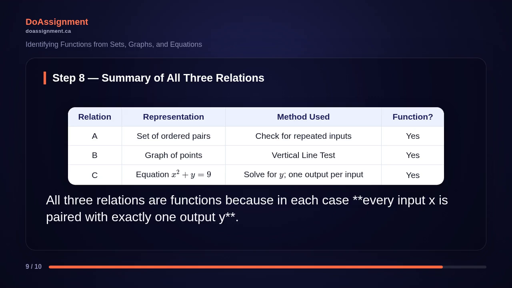To summarize, all three relations are functions. Relation A was checked by verifying no x value appeared twice with a different output in the set of ordered pairs. Relation B was checked using the vertical line test on the plotted points. Relation C was solved for y to get y equals 9 minus x squared, which gives exactly one output for every input. The key principle is the same in all three cases: one input, one output.